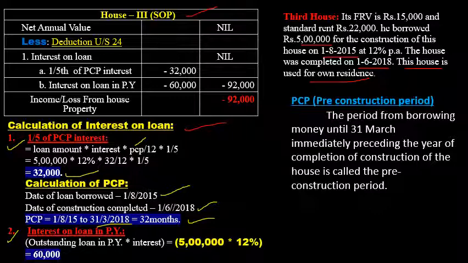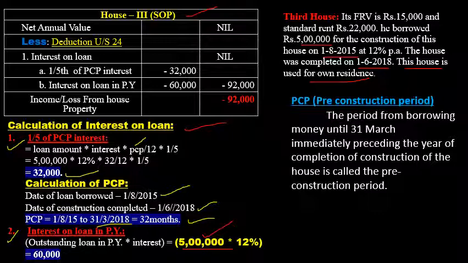The second part is interest on loan for the previous year. The formula for this is outstanding loan in the previous year into rate of interest. It is based on the outstanding loan at the beginning of the previous year. Here, the outstanding loan at the beginning of the previous year is not provided. If it is not provided, then we have to assume that the entire loan amount is outstanding at the beginning of the previous year.